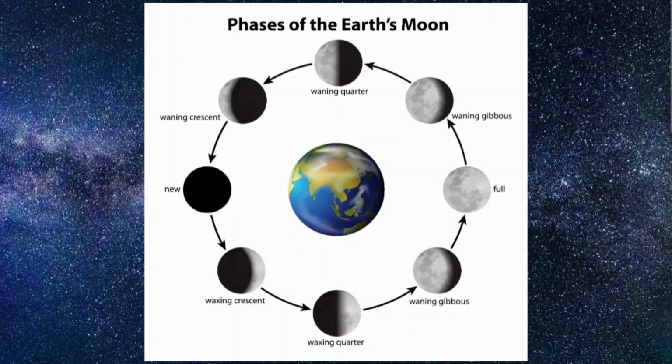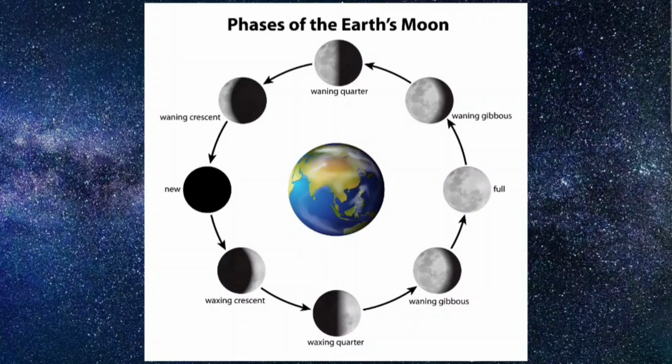When you look out onto the night sky, you'll see the moon takes a slightly different shape in the sky. These different shapes are called phases of the moon, and they change with a regular pattern over a period of about 30 days.